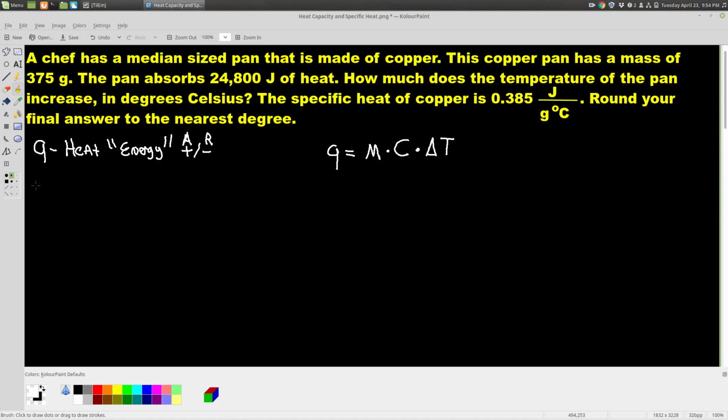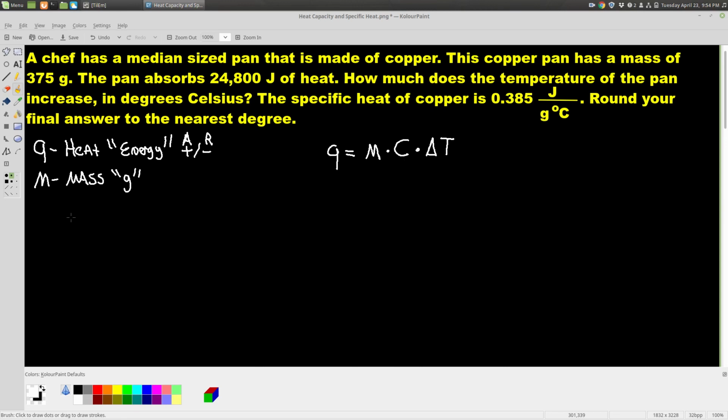M, of course, is mass. It could be in units of grams or kilograms, but here we want our units to be grams. Let me tell you why. Further down in the problem, when they mention the specific heat capacity of copper, it's in grams. If your specific heat value, given or looked up in a table, is per kilogram, you'll need to convert your mass into kilograms. But here I'm not having to worry because my mass is in grams, so I'm good.